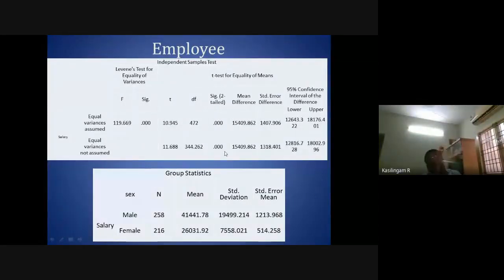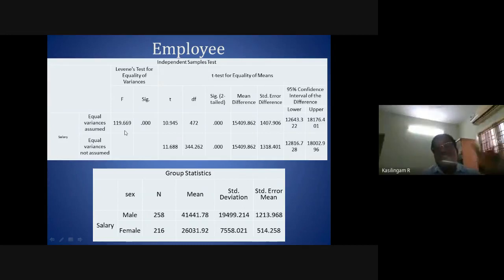Okay, that's all. That's all for the independent sample t-test. Now, here we are having many values. What are the values? First, I will tell one by one. This F value. Always F.